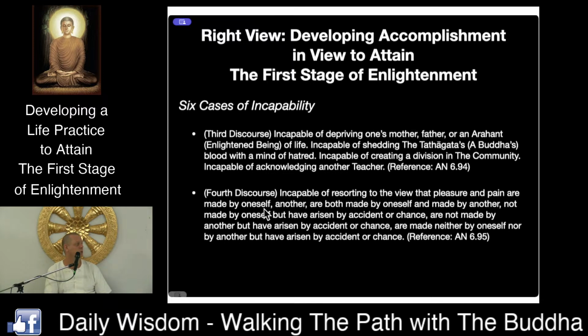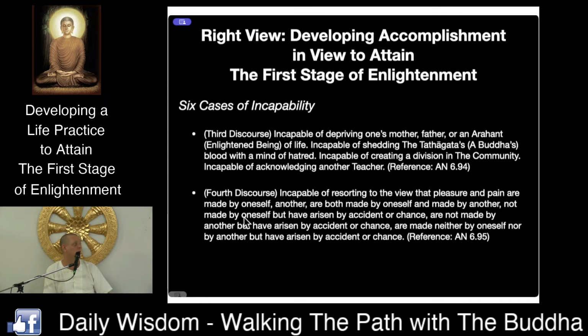And you wouldn't be able to resort to the view that pleasure and pain is caused by another person. This would be blaming somebody else for your discontentedness. By the time you get to accomplishment in view, you wouldn't be able to resort to the view that another person is causing you to be discontent, or that discontentedness is caused both made by oneself and made by another. You wouldn't be able to resort to this view because you would know that that's not true. It's not possible for the self to cause discontentedness because it's craving, desire, attachment. And it's not possible for someone else to cause the mind to be discontent because it's caused by craving, desire, attachment. It's not caused by somebody else.